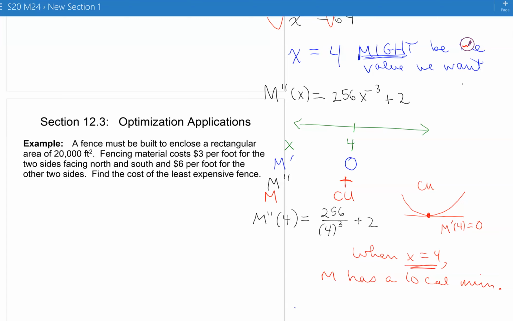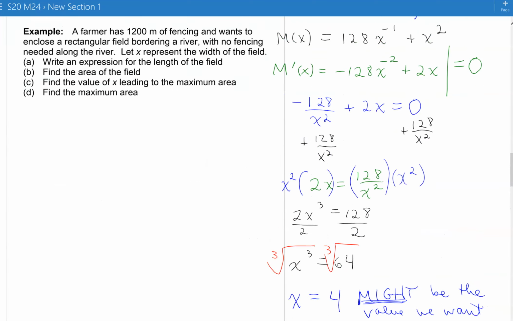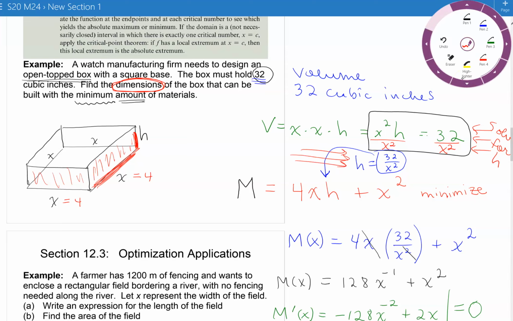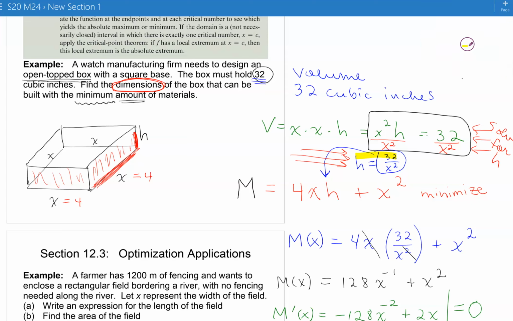Okay, so x equals 4. That's important to us. So let's go back up and look at our problem. So now I know x equals 4. And we're asked to find the dimensions of the box. So we need to also know what the h is. Fortunately, we have an equation right here that shows us what the h is. So h is 32 over x is 4, and we square it, so that's going to be 2. So h is 2.